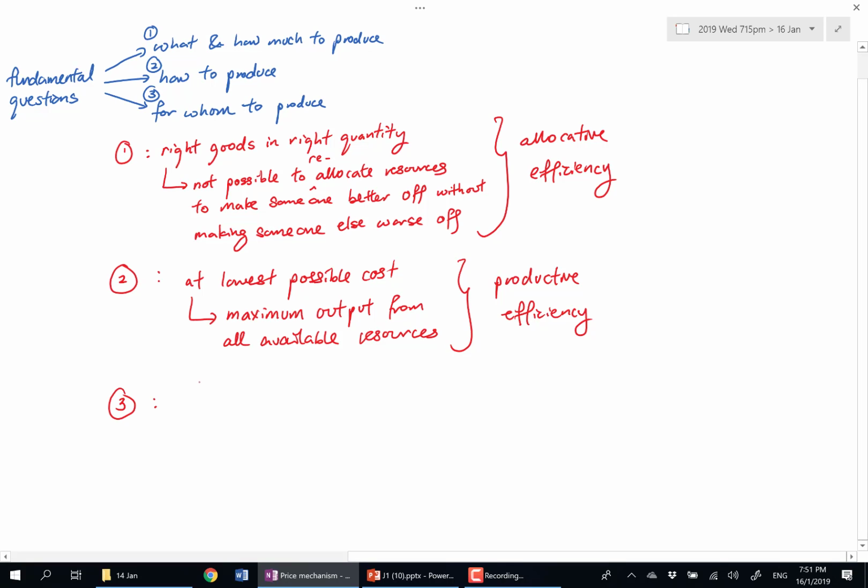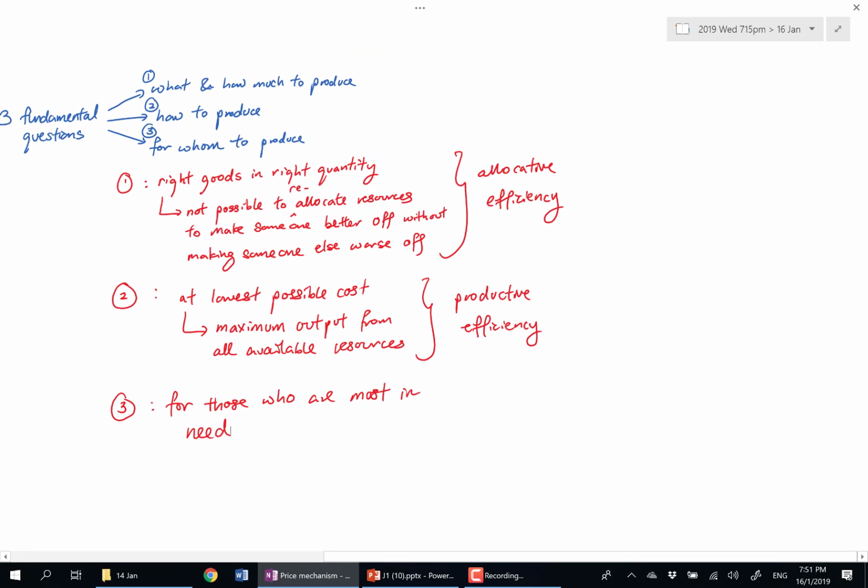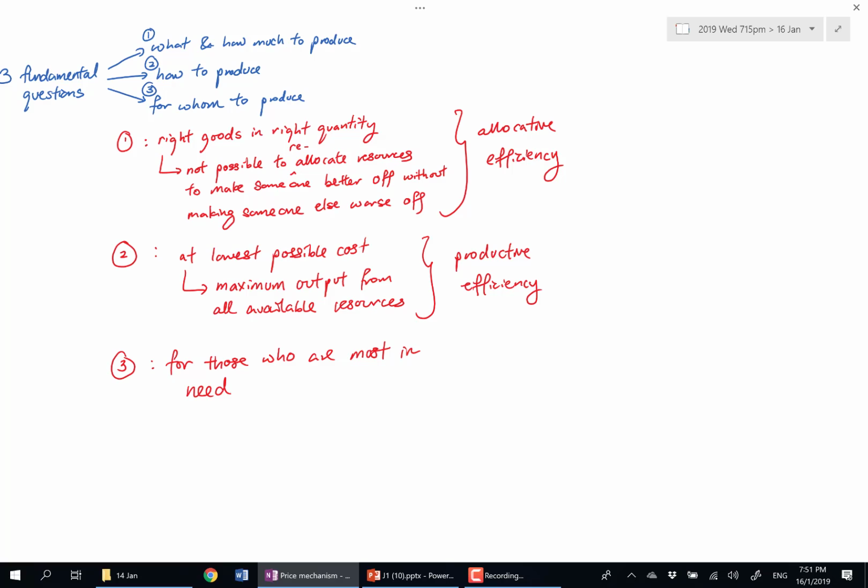For whom to produce? We want to produce for those who are most in need. So we like to produce for people who need the good the most. And I think, was it you, Jedrick, who mentioned that this is usually for those who cannot pay for the good? Yes? Okay? So, in short, we want to achieve equity, fairness.